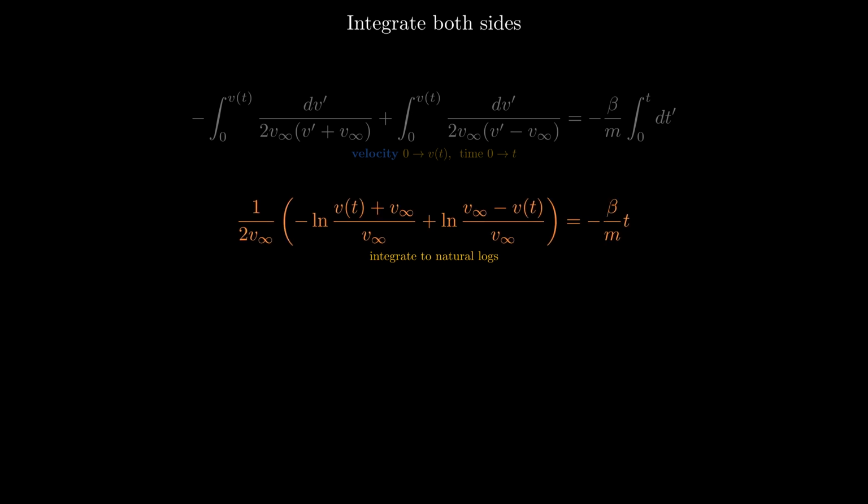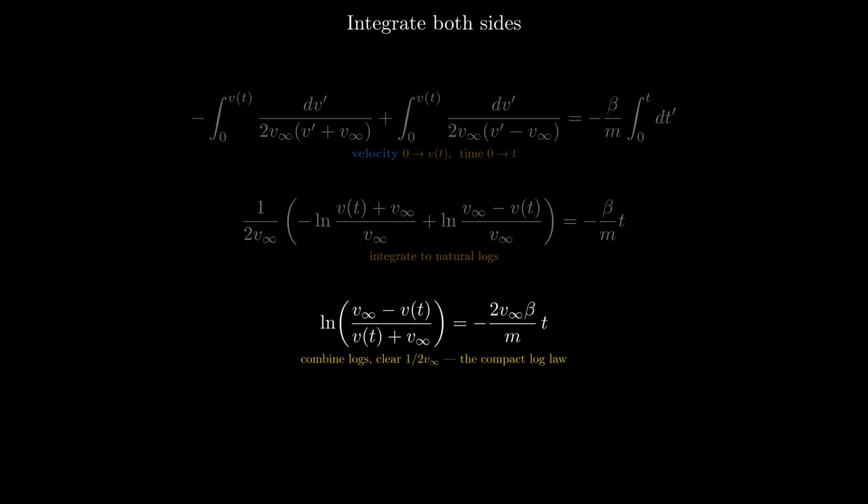Combine the two logarithms into one and clear the factor of 1 over 2 v infinity. After the algebra, this collapses to a single clean statement. The natural log of the quantity v infinity minus v of t over the quantity v of t plus v infinity equals minus 2 v infinity beta over m times t.